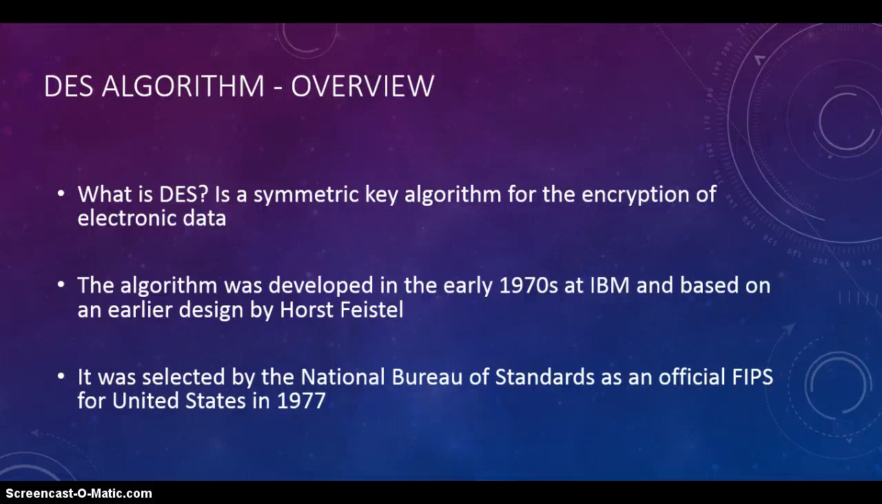First, overview. Data Encryption Standard, DES, is a block cipher that uses shared secret encryption, developed in the early 70s at IBM and based on an early design by Horst Feistel. It was selected by the National Bureau of Standards as an official Federal Information Processing Standard (FIPS) for the United States in 1977. It is based on a symmetric key algorithm that uses a 56-bit key, and this algorithm was highly influential in the advancement of modern cryptography in the academic world.